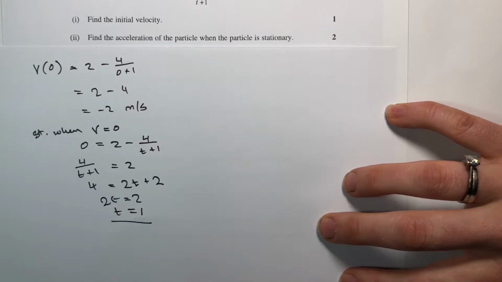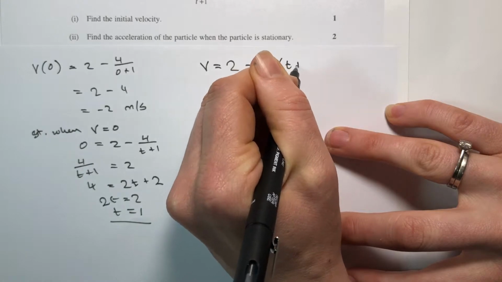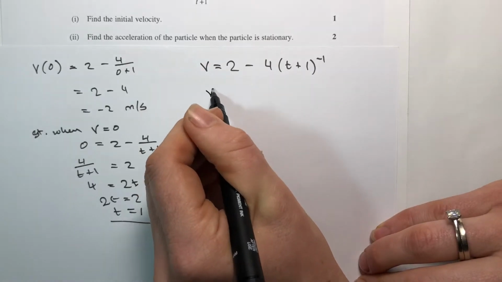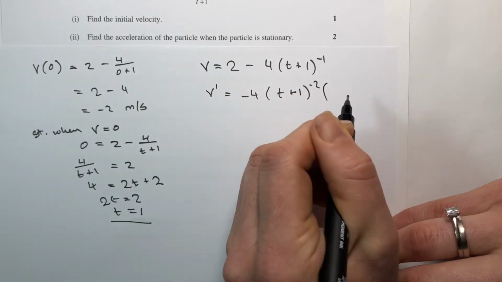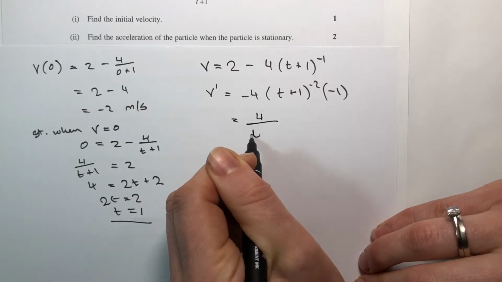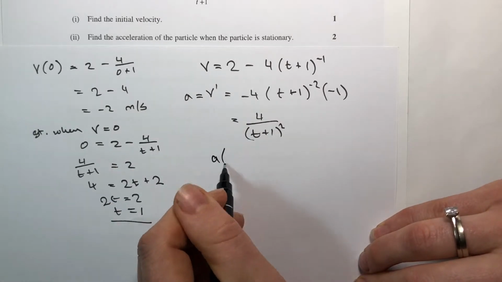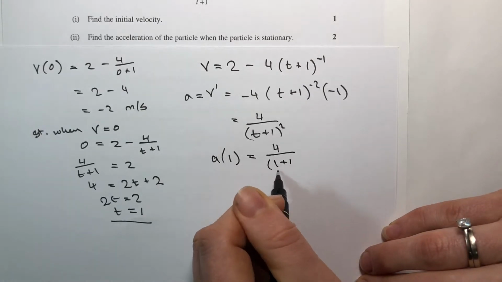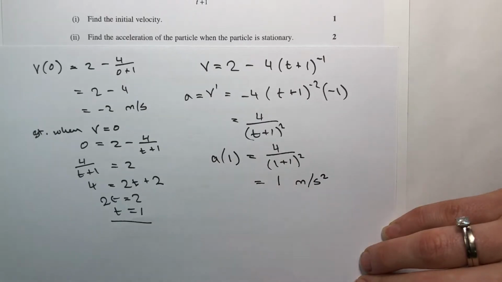So to find the acceleration, we're going to need to differentiate the velocity. To differentiate the velocity, we'll need it in a form that we can differentiate, so we'd rather it in index form rather than over. Now we could find v dash, which will equal minus 4(t plus 1) to the minus 2 times by minus 1, times also by the inner derivative here, but that is 1, so 4 on (t plus 1) all squared. And that's our acceleration. So acceleration at 1, which was the time that we were after, will be 4 on 2 squared, which is 1, and the units will be meters per second squared.